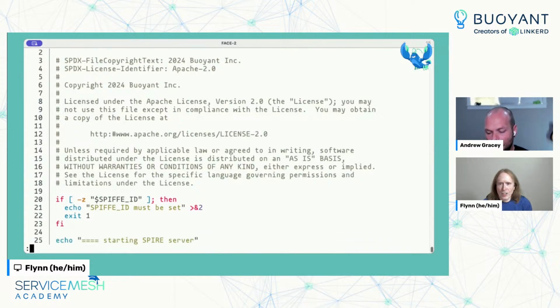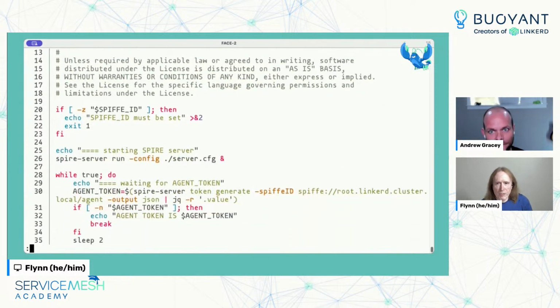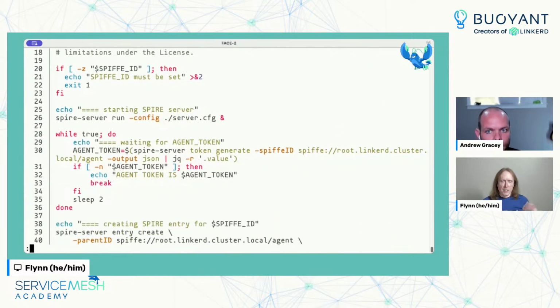All right. We require an environment variable, Spiffy ID, to be set. That tells us the ID that we expect to be generating from this thing. Next up, we run the Spire server. We hand over this server.config. I'm actually not going to walk through server.config. It basically just tells it to bind to a port on localhost, and I think it tells it things like use SQLite or something like that. You can take a look at it in the repo. It's not very profound.